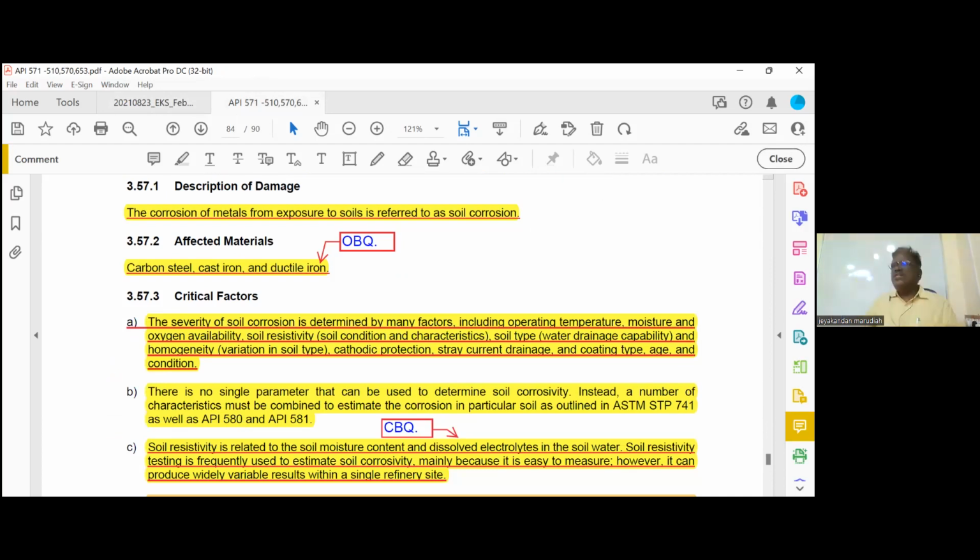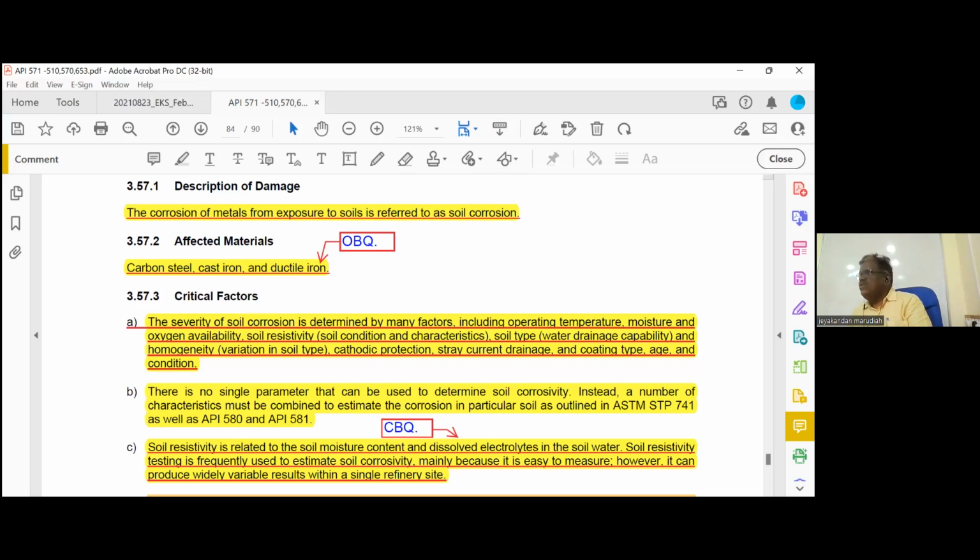Now, what is soil corrosion? Very simple. If a pipe is inside the soil, an underground pipe, and the soil is corrosive, it will have a corrosion that is called soil corrosion. Now, which soil will cause soil corrosion? For example, a river soil or a sea soil.